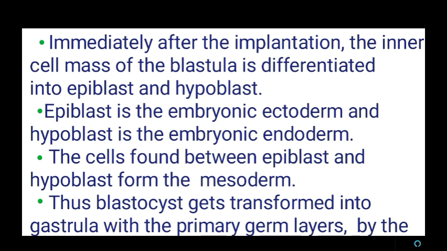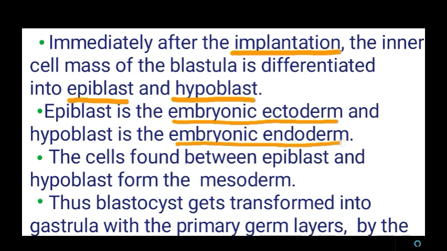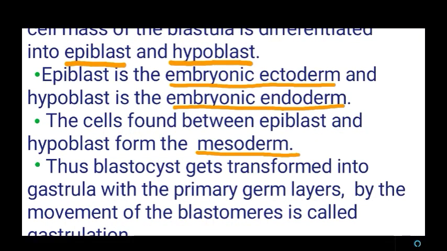Immediately after the implantation, the inner cell mass of the blastula, that is the blastocyst, gets differentiated into two structures, that is epiblast and hypoblast. The epiblast later develops into embryonic ectoderm and the hypoblast develops into embryonic endoderm. There are some cells found between epiblast and hypoblast. Those cells form the mesoderm of the embryo.